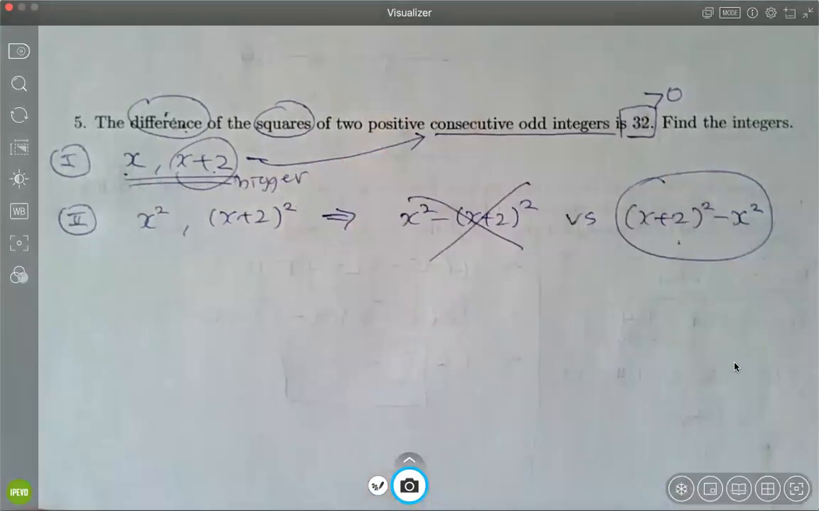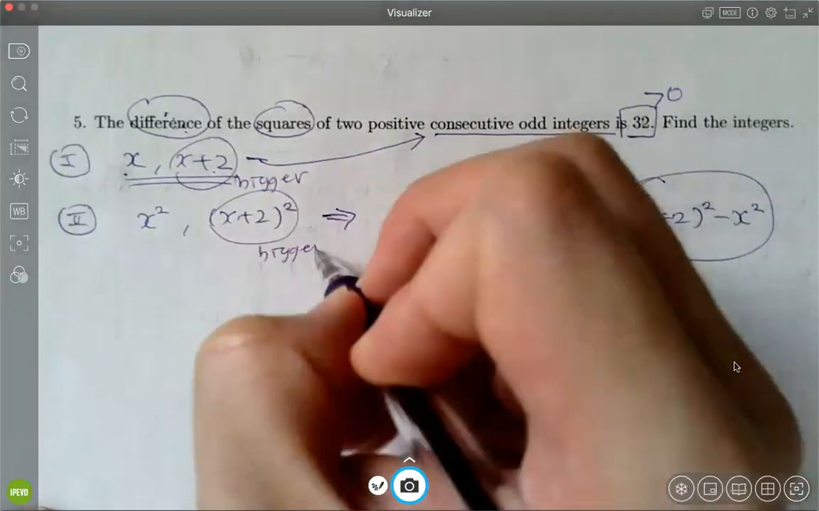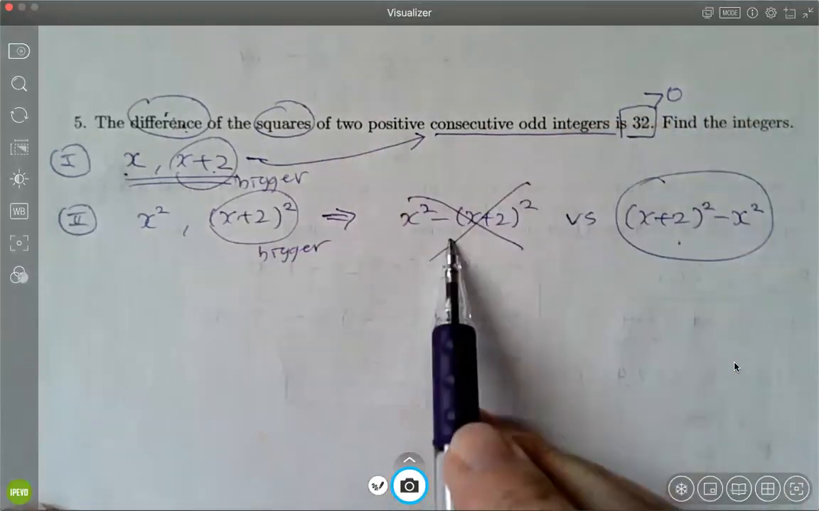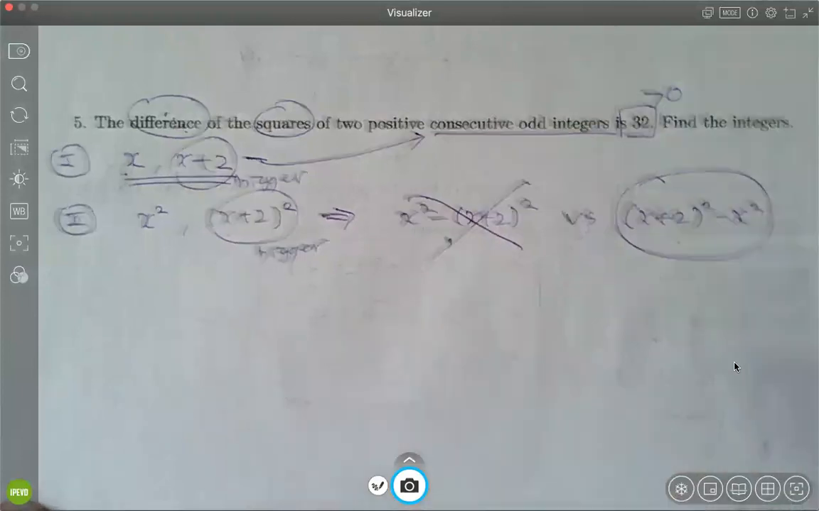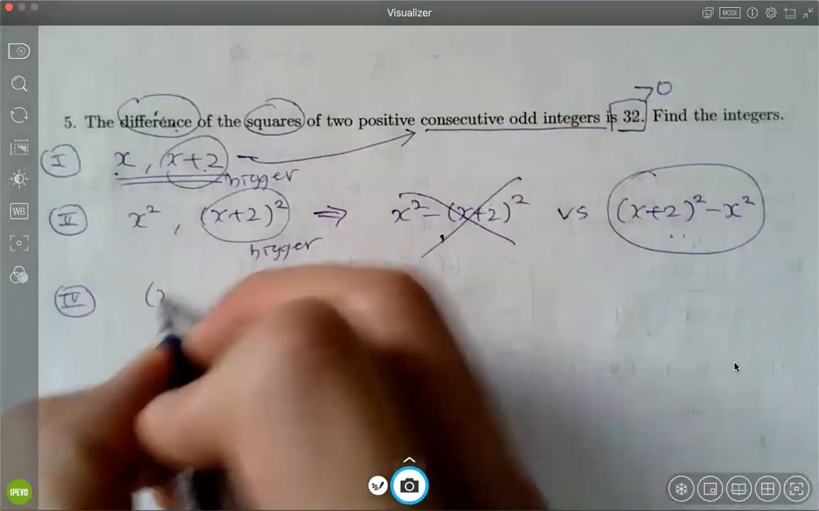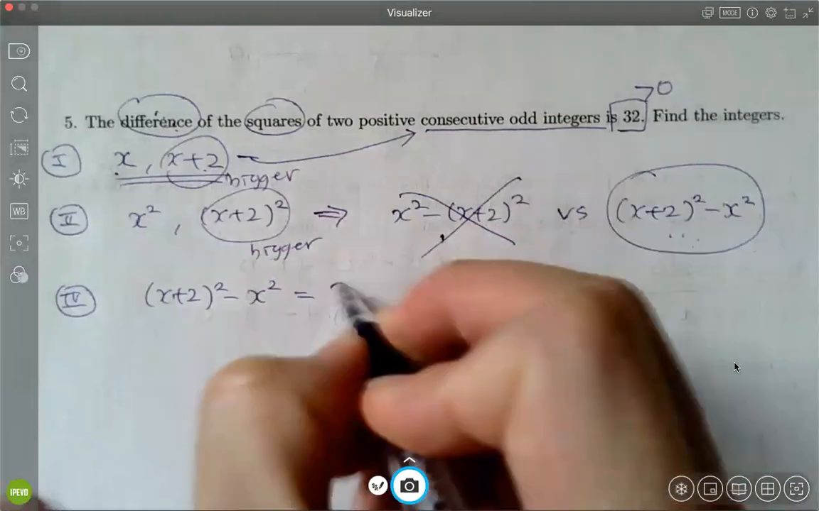Okay, so what does that mean? x plus 2 squared is also bigger than x squared, right? So if we do the other one, we end up with a negative number at the end, right? Okay, so it's this one. So what do we have? x plus 2 squared minus x squared is equal to 32.